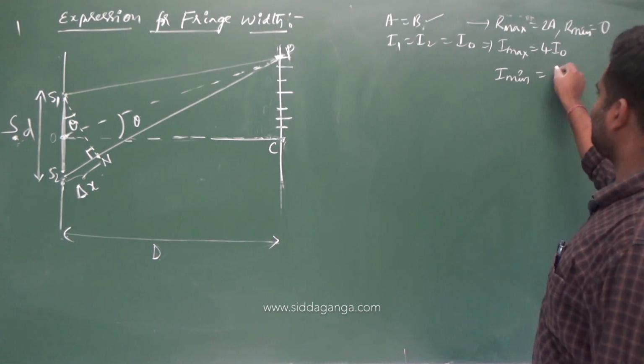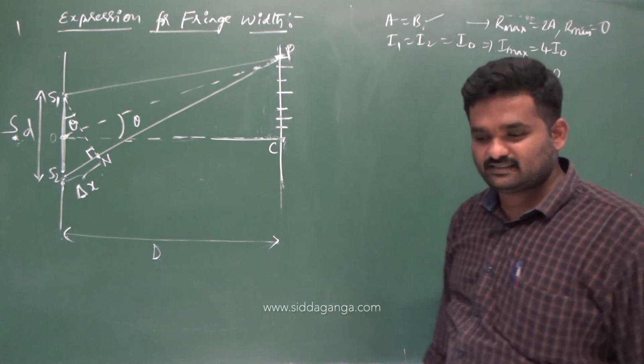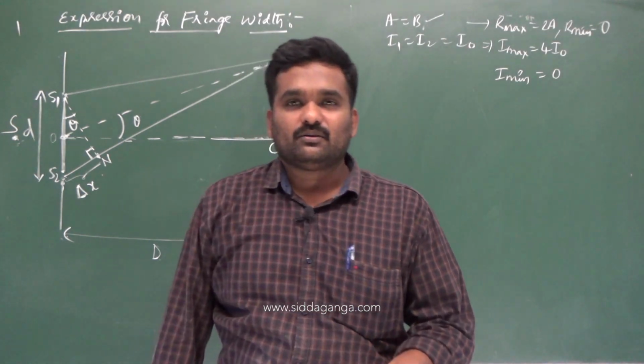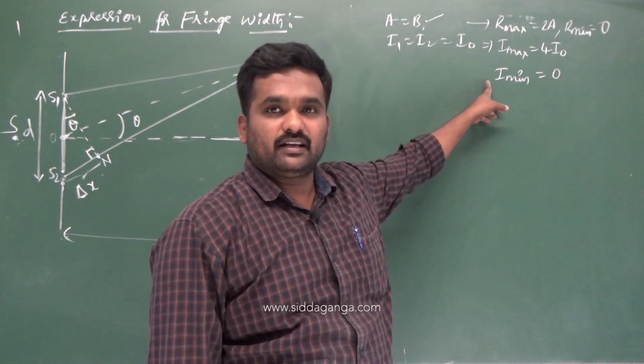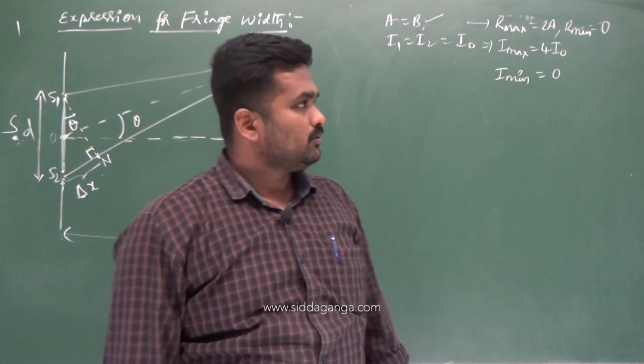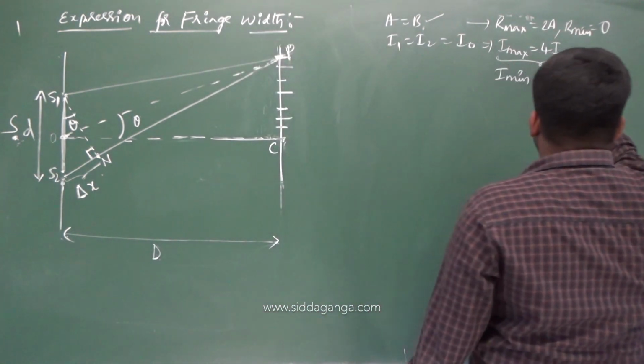I minimum you will get as 0. Root I minus root I1 minus root I2 whole square you will get for I minimum. I1 and I2 are equal, right? That is why I minimum value will be 0. What does this show or depict?